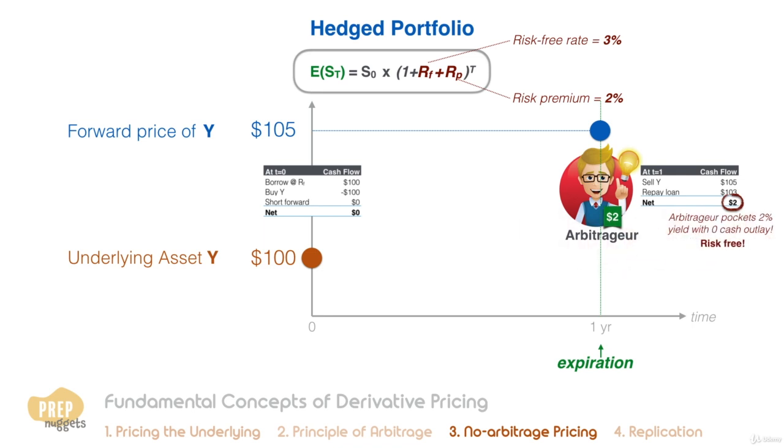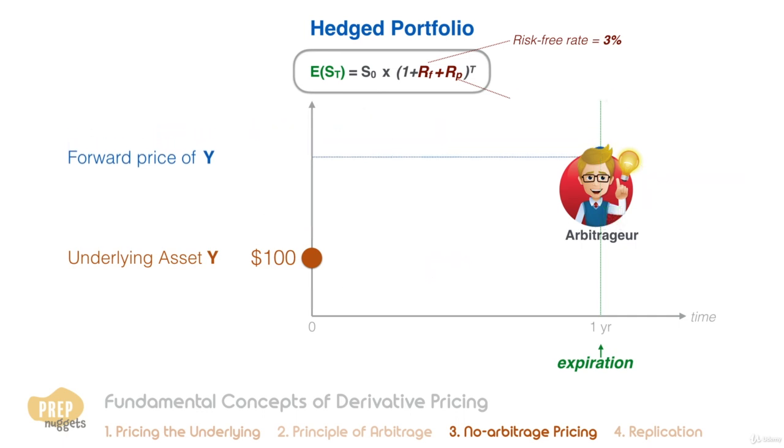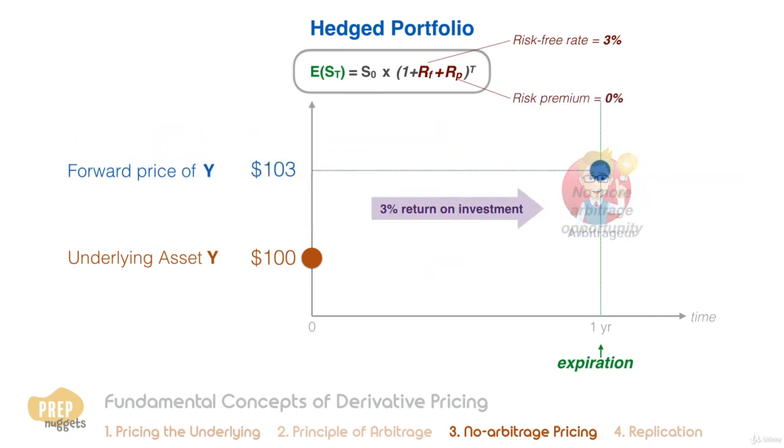Now, we know that such arbitrage opportunities cannot last for long, for when many arbitrageurs realize the opportunity, the buying pressure on asset Y will push its price up, and the increase in shorts will push the forward price down. This continues until the forward price returns of this portfolio are equal to the risk-free rate of 3%, where no arbitrage is possible and the risk premium is zero.